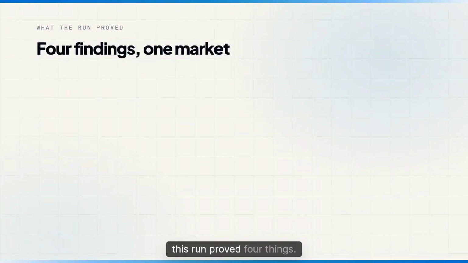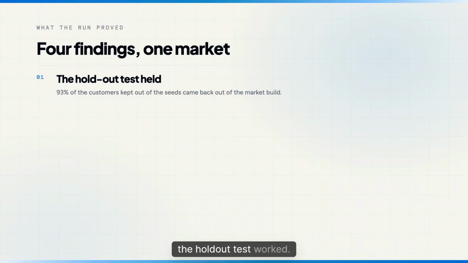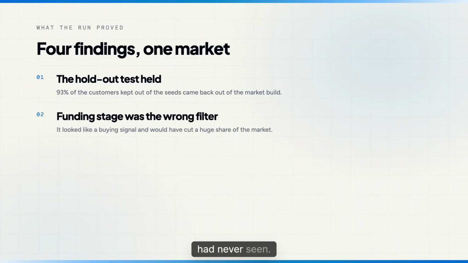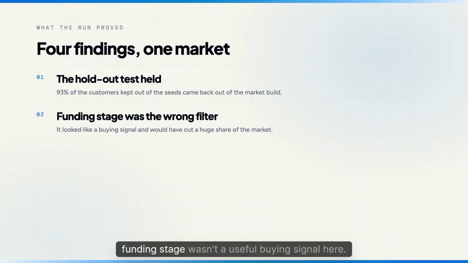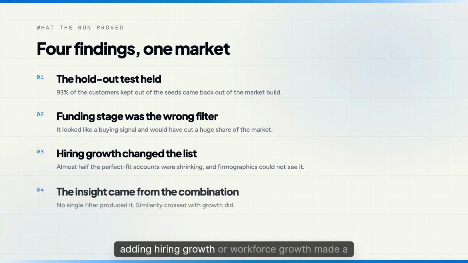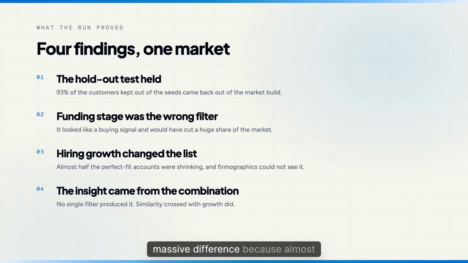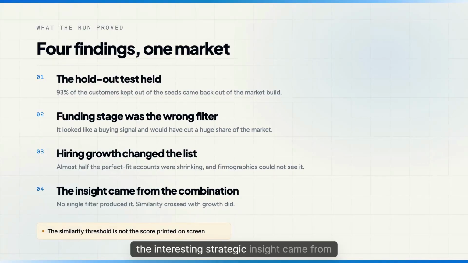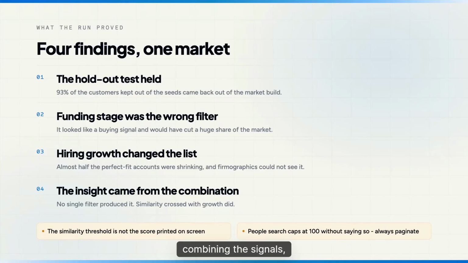For me, this run proved 4 things. First, the holdout test worked. The engine rediscovered 93% of the customers it had never seen. Second, funding stage wasn't a useful buying signal here. It would have removed a huge part of the market. Third, adding hiring growth or workforce growth made a massive difference because almost half of the perfect fit companies were actually shrinking. And finally, the interesting strategic insight came from combining the signals, not from any one filter by itself.